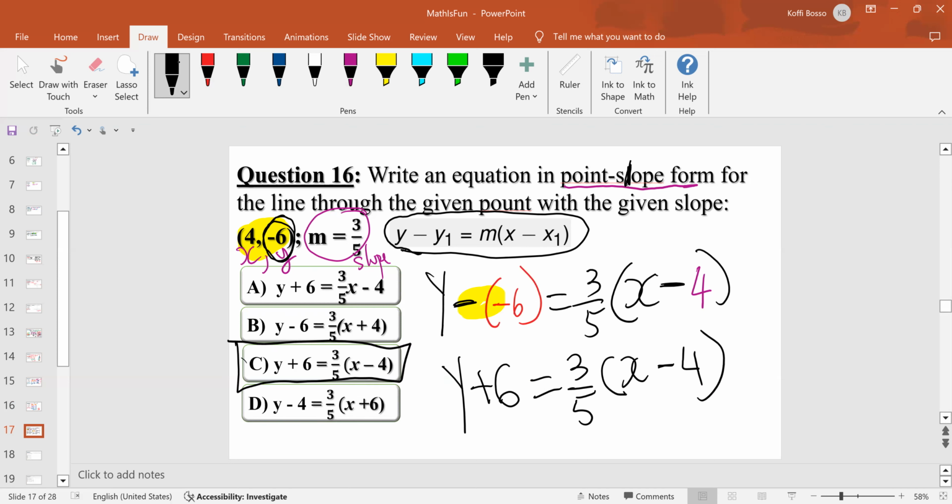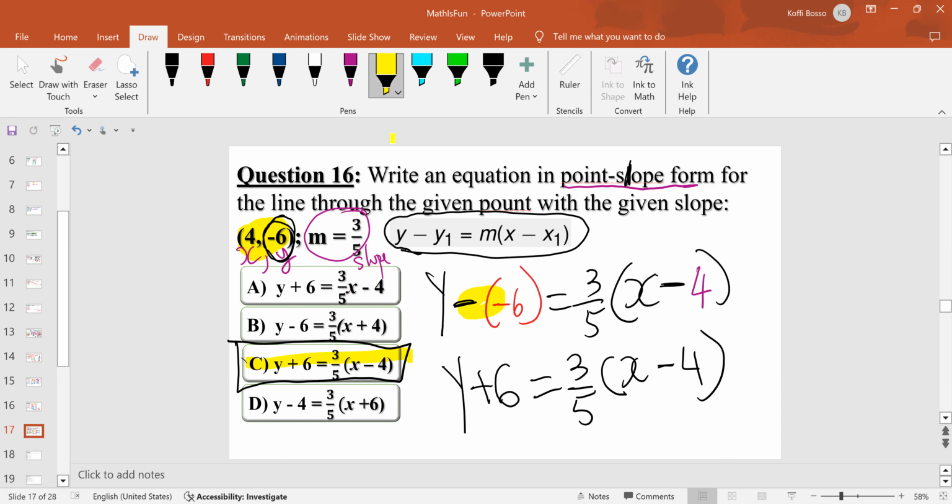You see this, answer A looks like it's the correct choice, but it's not. Why? Because you see they don't use a bracket for the x minus 4. X minus 4 has to be in a bracket. Otherwise, you'll not get the same answer. It's going to be something different. So the correct choice here, like I said, is C.